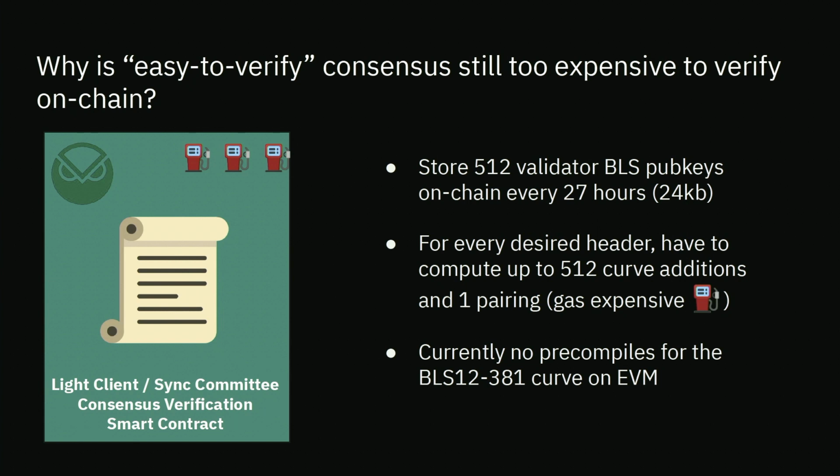There's also this problem, which I mentioned previously, where we don't currently support the elliptic curve operations on the EVM needed for these signature schemes. So for every header you want to finalize, you might have to do up to 512 curve additions and one final pairing check on chain.